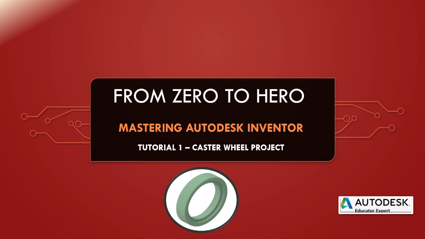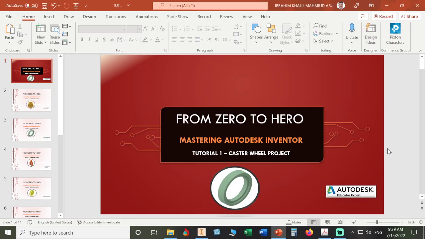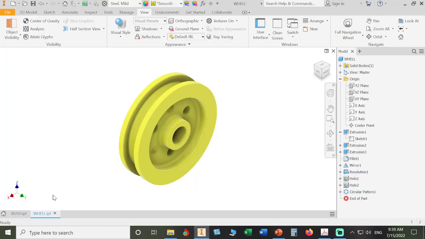We're still working on our tutorial one, caster wheel. And in this video, we'll model the third part. It's a rubber. Okay. Let's go to our Inventor, and we'll go to home.